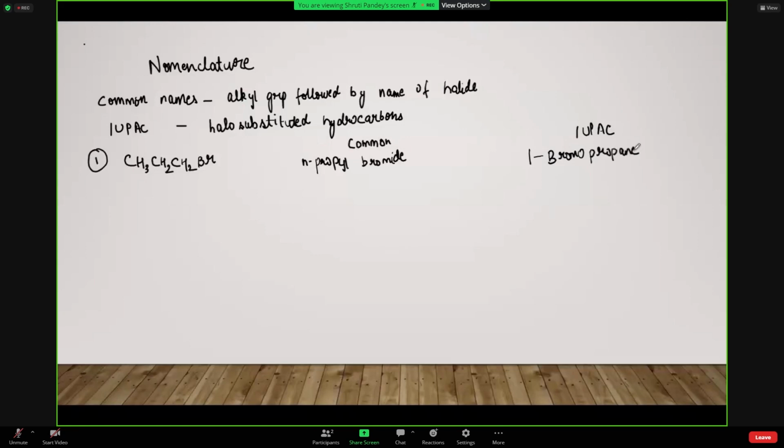IUPAC says कि पहले हैलोजन लिखूं, हैलोजन का नाम, सो हियर इट इज ब्रोमीन, सो इट इज 1 ब्रोमो प्रोपेन, और बाद में हाइड्रोकार्बन का नाम लिखना है उल्टा, ठीक है. सो द ऑर्डर ऑफ राइटिंग द alkyl group and the halogen, that is different for both these conventions, ठीक है. So generally we follow the IUPAC convention only because I think it's more easy to understand.